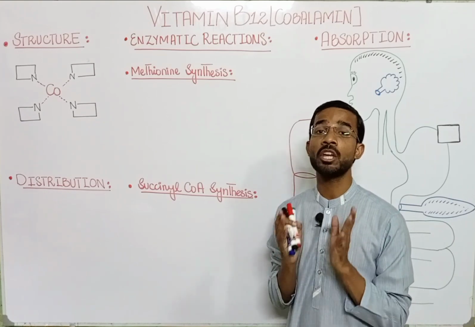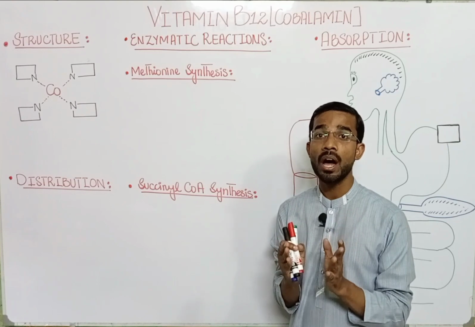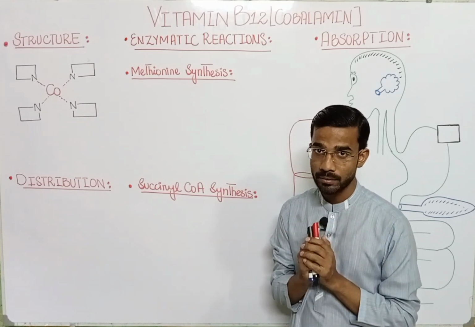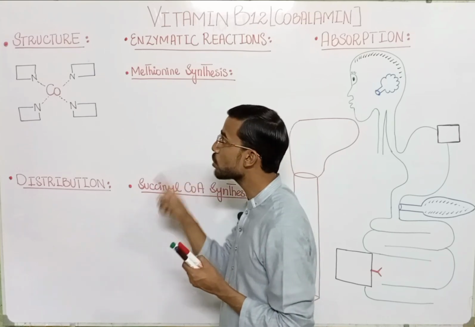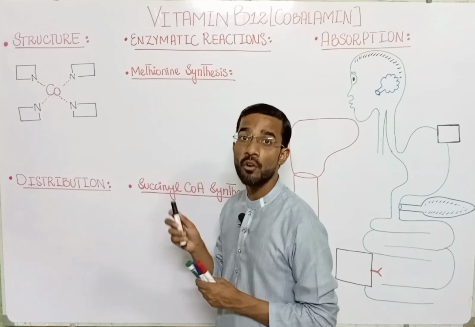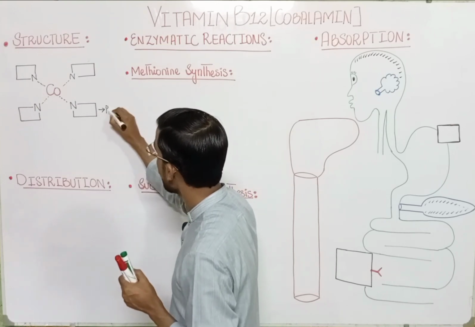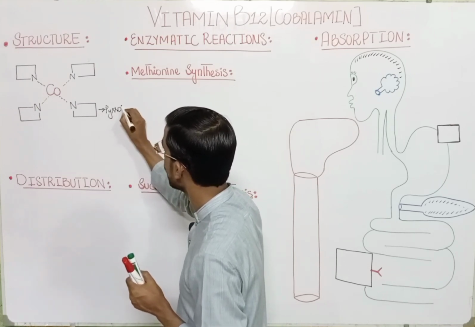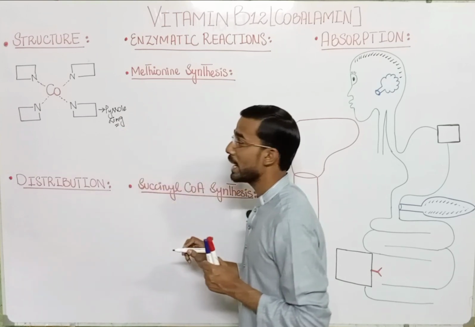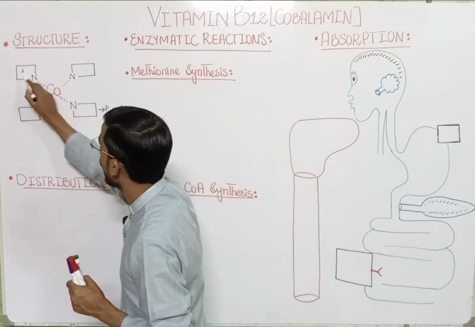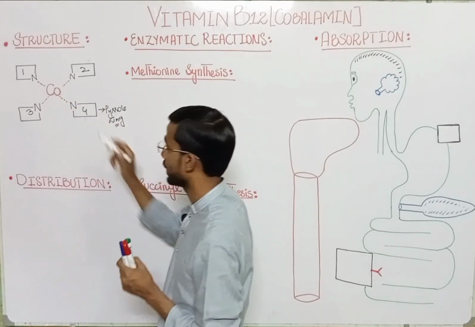Cobalamin consists of the corrin ring, and the corrin ring consists of 4 pyrrole rings. So if you see here, this is the corrin ring, and it consists of 4 pyrrole rings. Here you can see these are the pyrrole rings: 1, 2, 3 and 4.